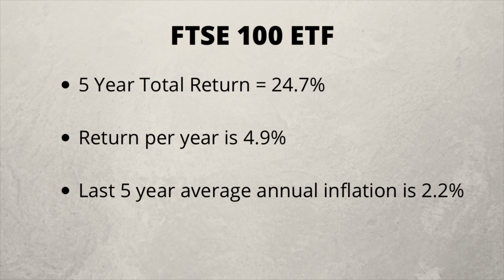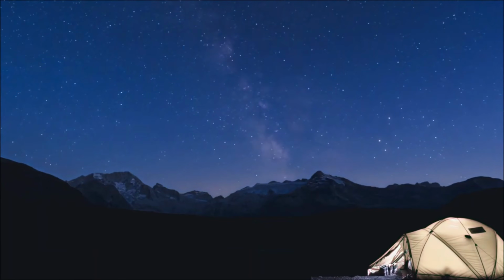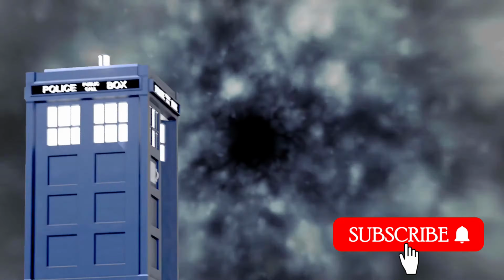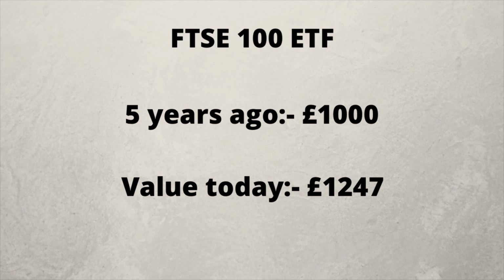This FTSE 100 ETF has returned 24.7% over the last 5 years, which is just under 5% a year. The average rate of inflation over this time is 2.2%, and that's what you need to do, beat inflation. To make things even more simple, let's go back in time 5 years and pretend we put £1,000 into this ETF. With capital growth and dividends combined, we would receive £1,247. If you reinvested the dividends, this total would be even higher, but I've tried to keep things simple here.